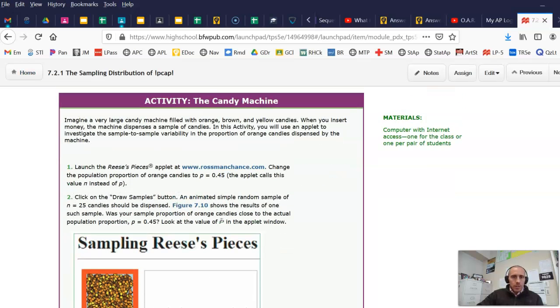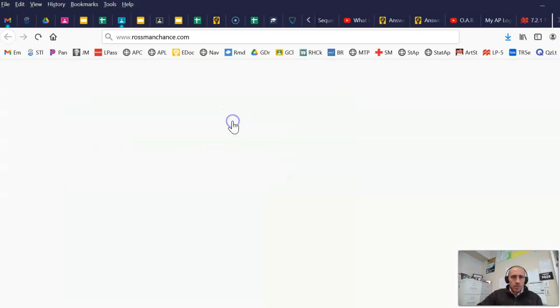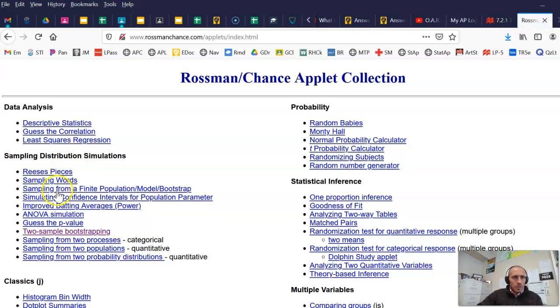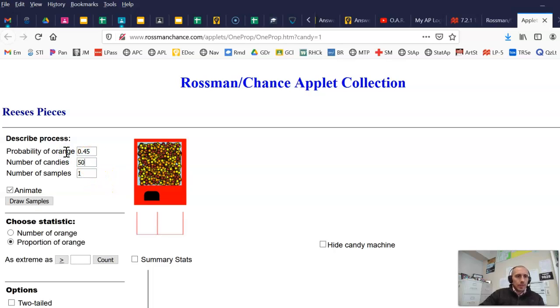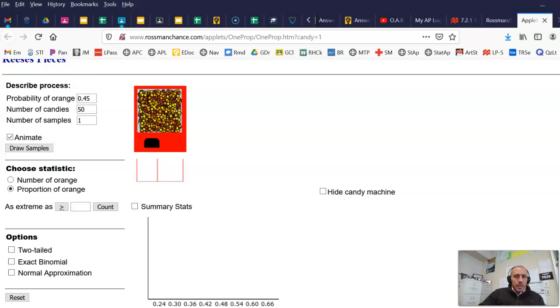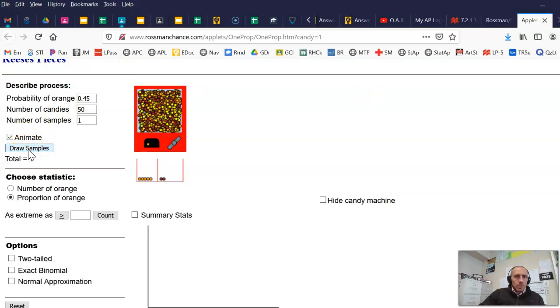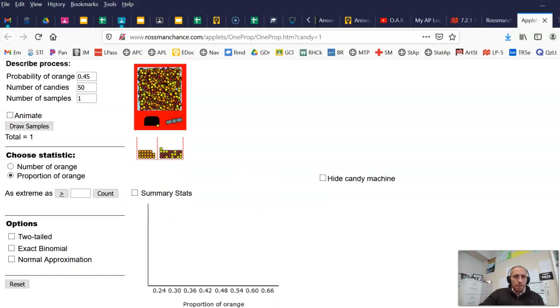So in this scenario here, you have this huge vending machine where 45% of the candies in it are orange. Reese's Pieces, which are amazing candies in my opinion. All right, so we want not number, we want proportion. So let's do 50, that'll work out better. If I randomly select 50 candies from this vending machine, and figure out what percent are orange.